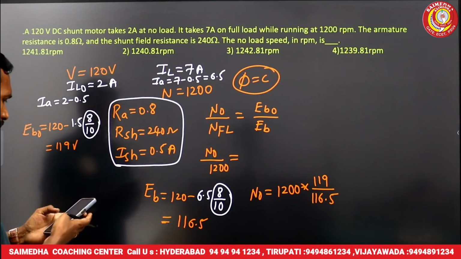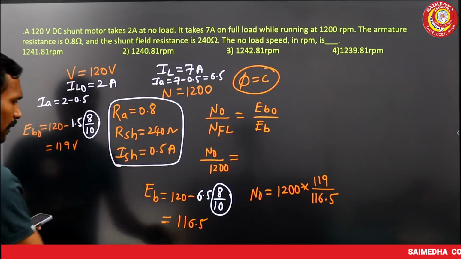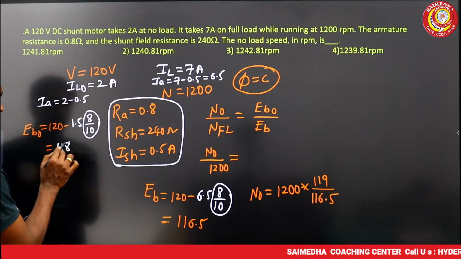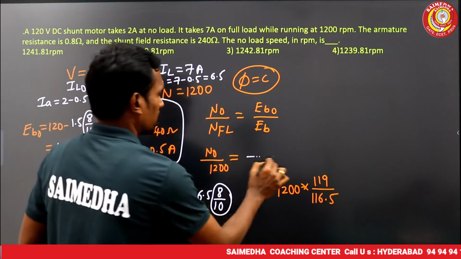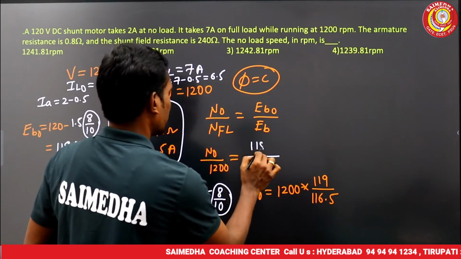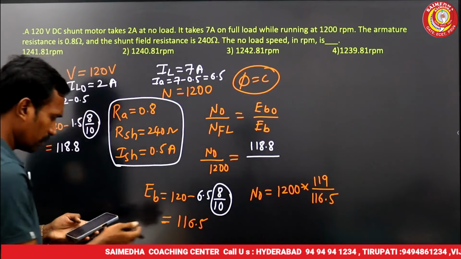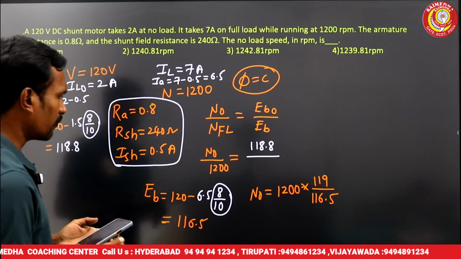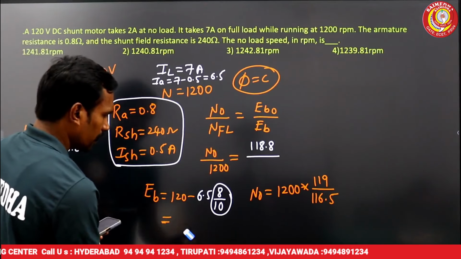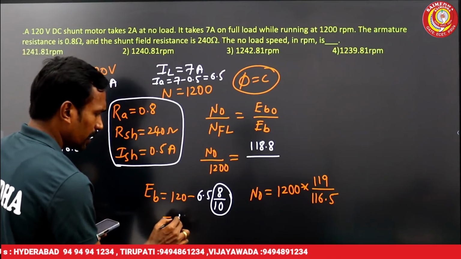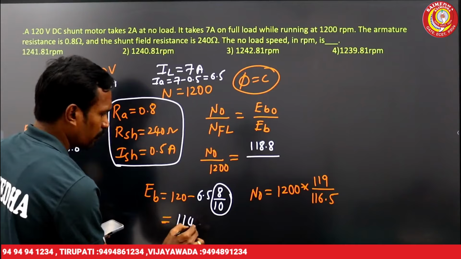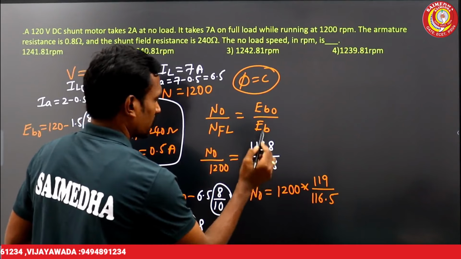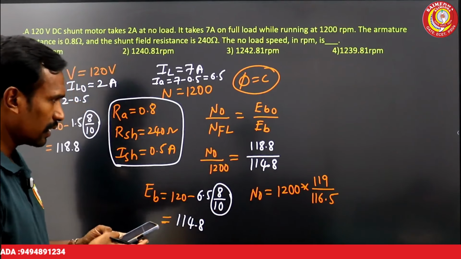1.5 into 0.8 is 1.2. So 118.8 is EB naught, 118.8. And what is this value? 6.5 into 0.8 is 5.2, nothing but 114.8. Yes, now calculate.